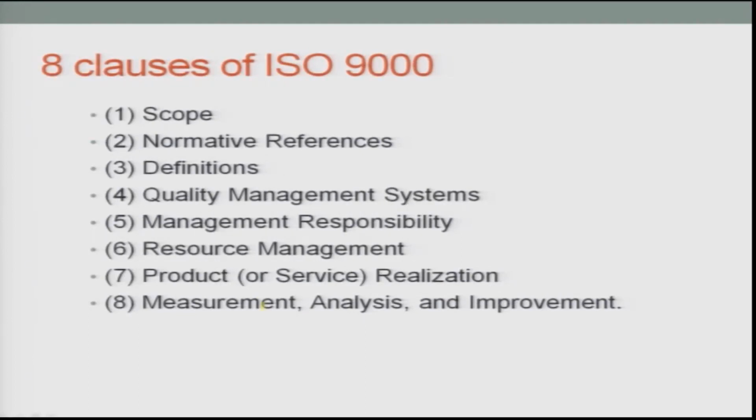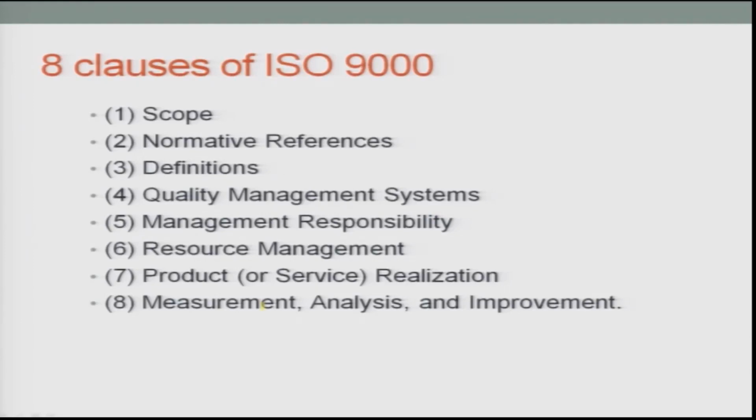So, now there are basically 8 clauses of ISO 9000. One is the scope, second is the normative references, another is the definitions. So, you basically have to define the actual work which you are trying to do. The quality management systems are to be discussed, and the management responsibilities have to be defined and laid out in very clear terms.